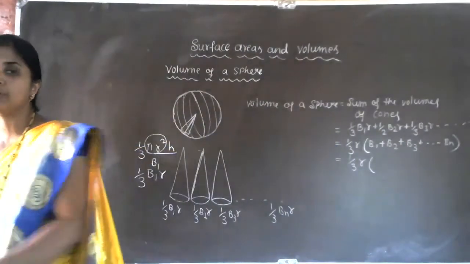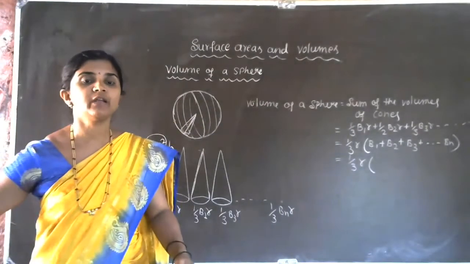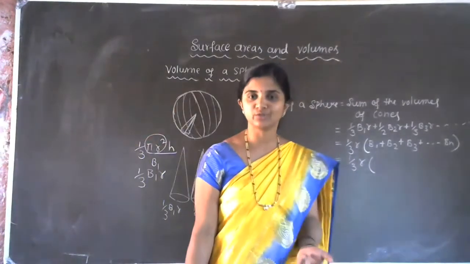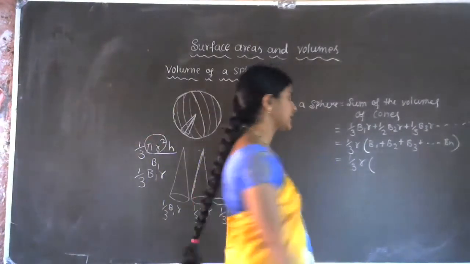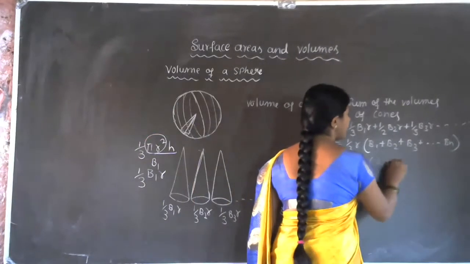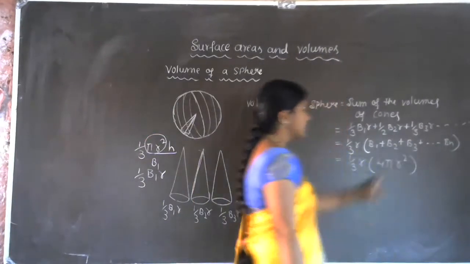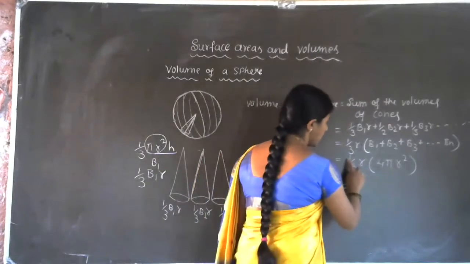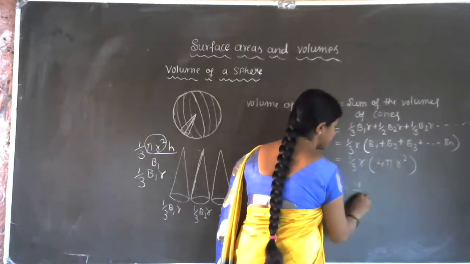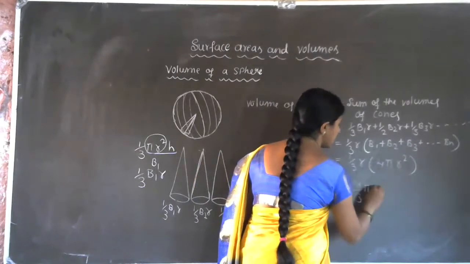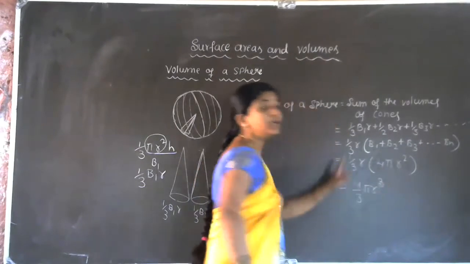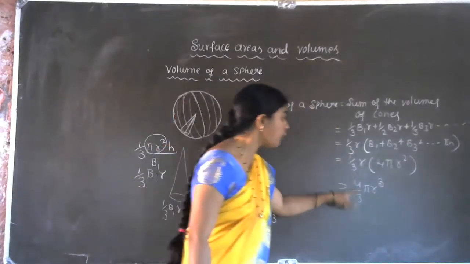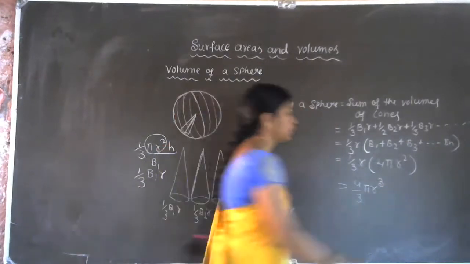Yes, b1, b2, b3 and so on up to bn will give the surface area of the sphere. In the last video we observed that the surface area of the sphere is 4 pi r square. Then what is the final answer now? 1 by 3 into 4 by 3 pi r into r square, r cube. So the volume of a sphere is equal to 4 by 3 pi r cube cubic unit.